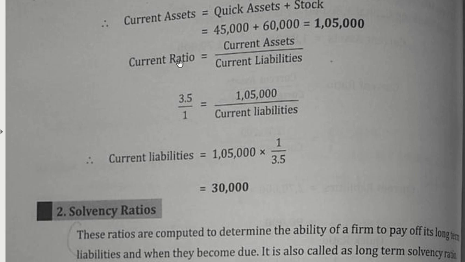Current ratio is equal to current assets divided by current liabilities. 3.5 divided by 1 is equal to 1,05,000 divided by current liabilities. Therefore, your current liabilities is equal to 1,05,000 into 1 by 3.5. So you get your answer to be 30,000.